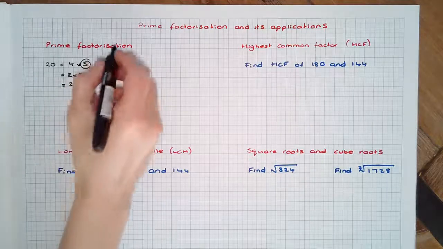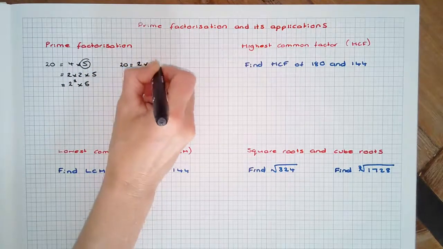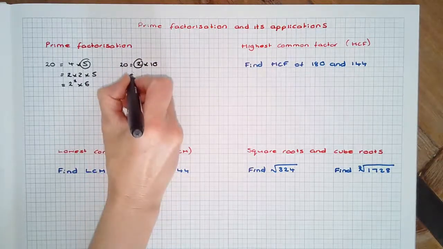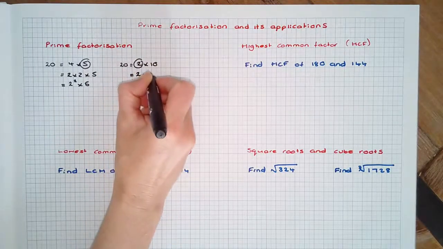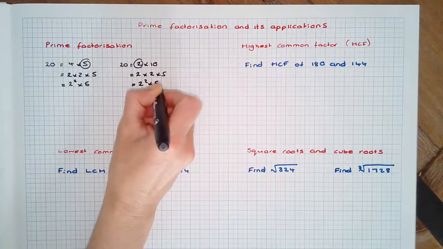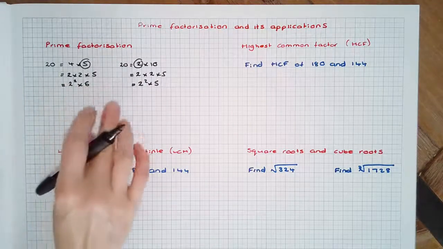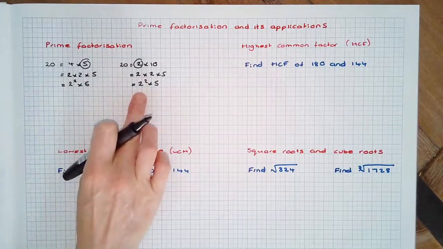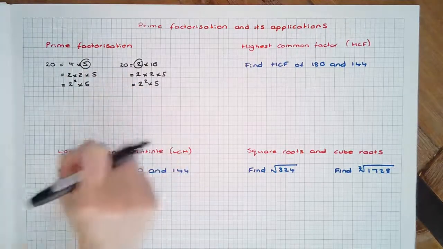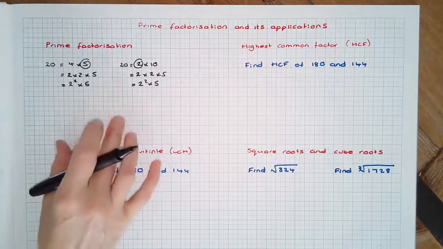We can also look at 20 as 2 times 10. Now 2 is already a prime number, but 10 is not. So if we break down 10 to 2 times 5, we get the same answer. And you'll always get the same answer. No other number has a prime factorization of 2 to the power of 2 times 5, other than 20. You can use tree diagrams or tables to help you with prime factors.